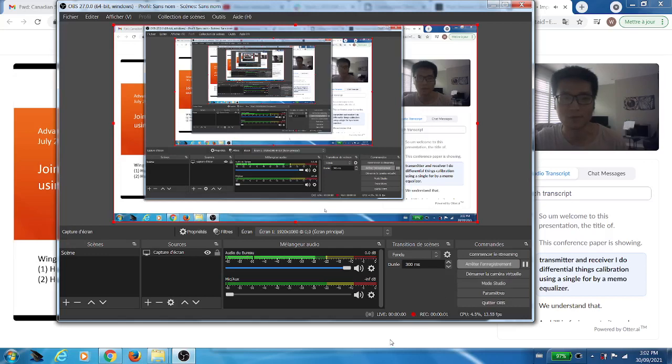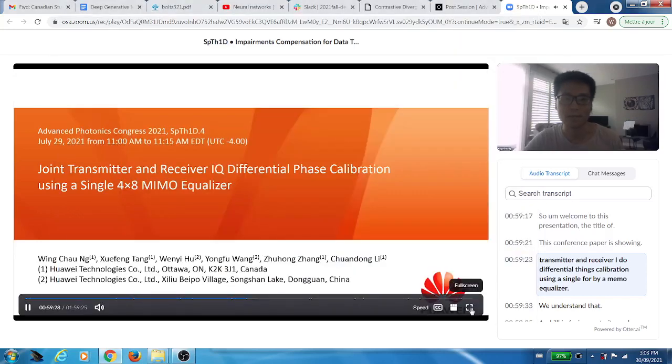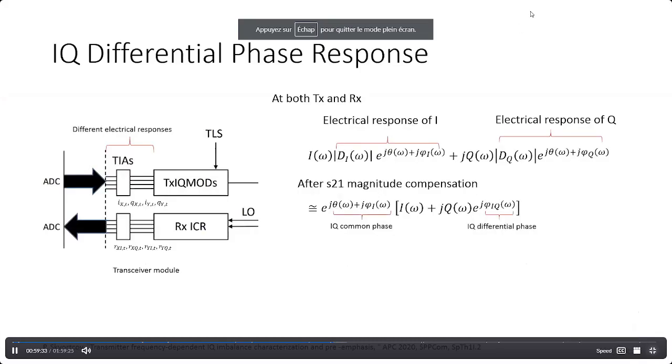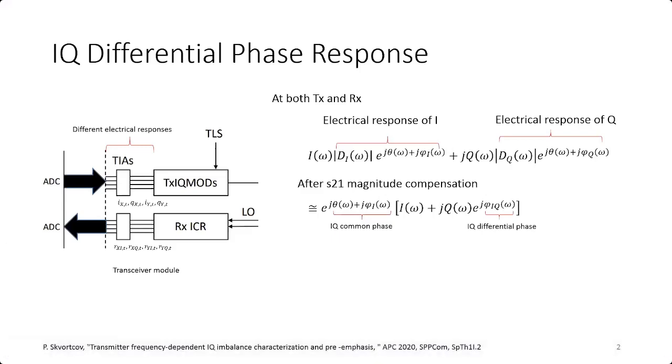Differential phase calibration using a single 4x8 MIMO equalizer. We understand that in our in-phase and quadrature phase branches, in our coherent receiver or at the transmitter, we are suffering from imbalance. So even if we compensate the S21 magnitude response, what we are left with is the IQ common phase and IQ differential phase. So in this presentation, I will talk about how to calibrate this IQ differential phase more accurately.